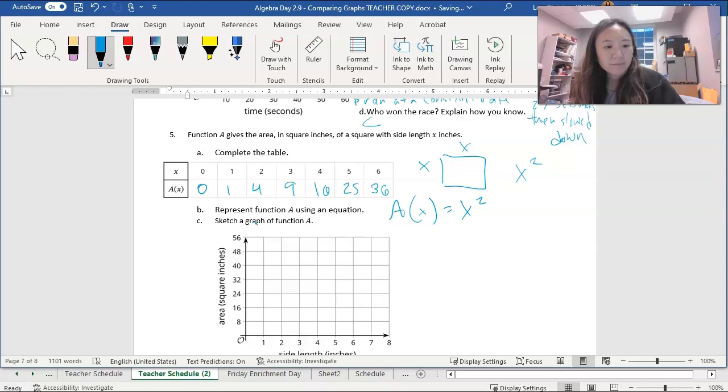And then we're going to sketch the graph of the function. So 0, 0, 1, 1, oops, I'm sorry, this is not in ones, let me fix this. Okay, so 0, 0, 1, 1, 2, 4, 3, 9, 4, 16, 5, 25, 6, 36, and 7 we could do is 49. So this is going to create a curved line.